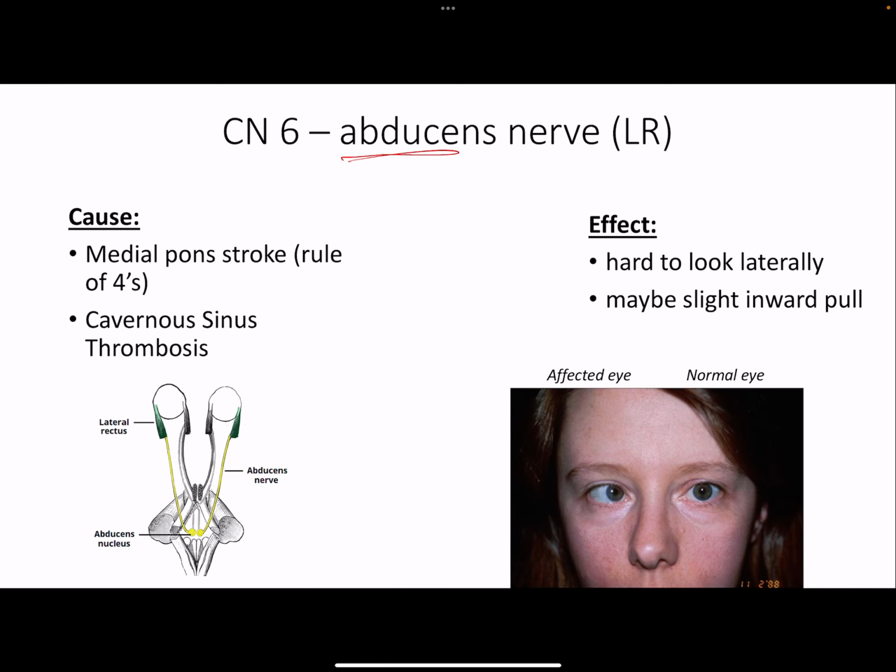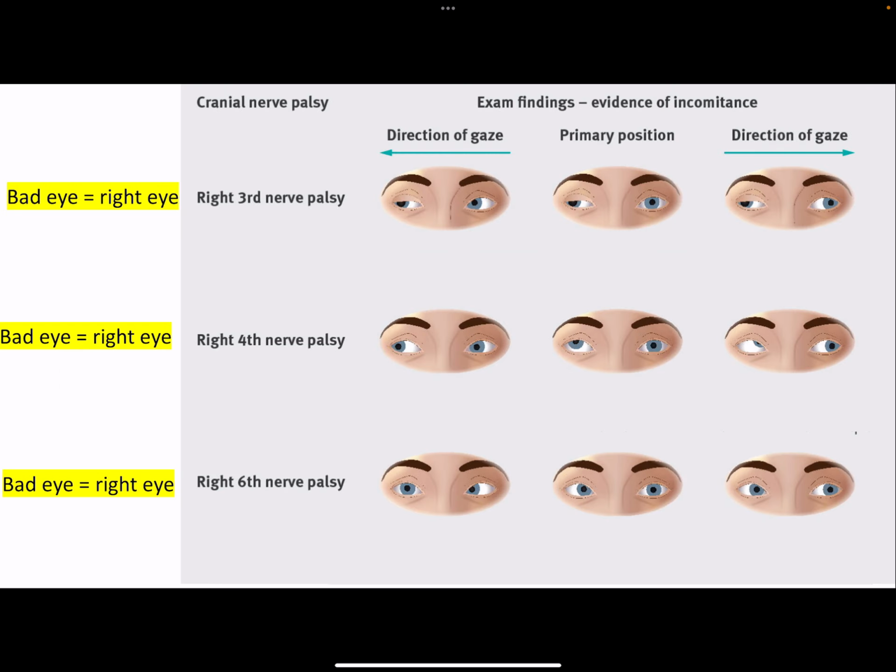Abducens is going to abduct, is going to pull laterally. This is also going to be medial pons, also cavernous sinus thrombosis, can't look laterally, and it might even look in a little bit if you're just looking straight ahead. So notice we skipped over 5 because I'm doing all of the motor innervation to the eyes first. So let's go ahead and take a look at this.